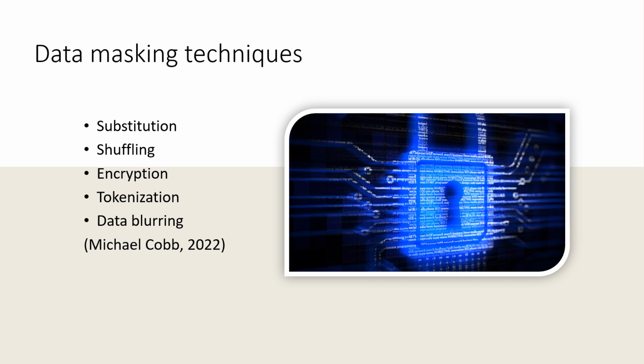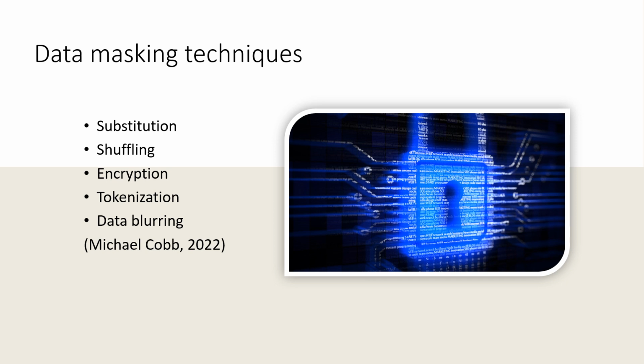Next, we have shuffling, a technique that's like playing a giant game of data musical chairs. Picture a spreadsheet with rows upon rows of customer information. With shuffling, you randomly rearrange the values within each column, so they no longer match up with their original records. It's like jumbling up the pieces of a puzzle, making it impossible to link the data back to specific individuals.